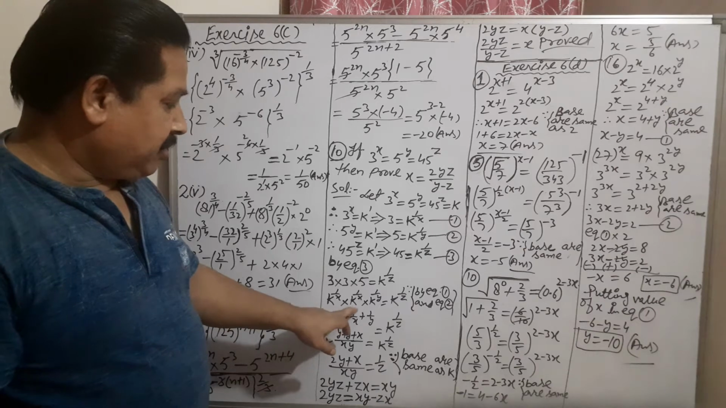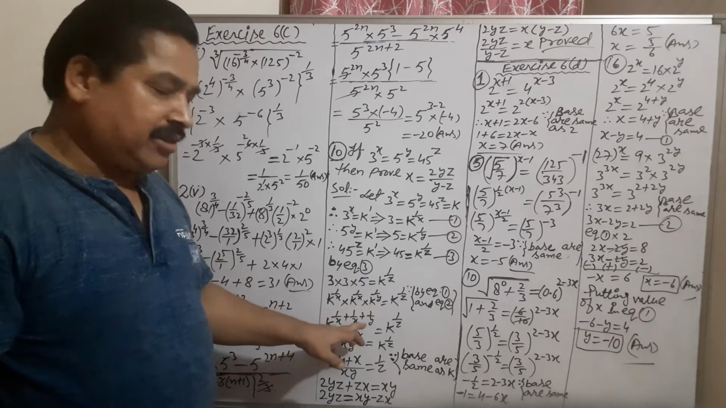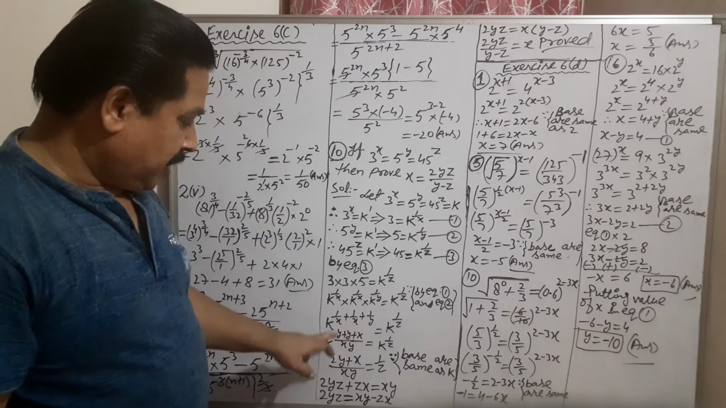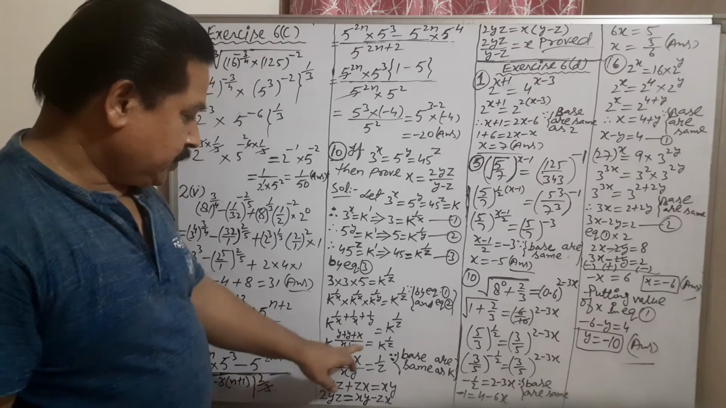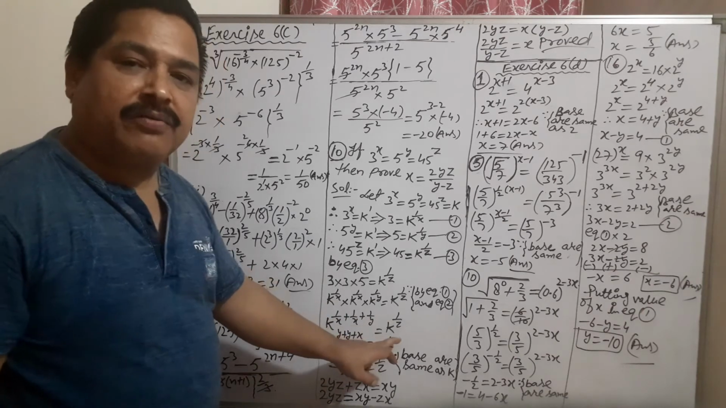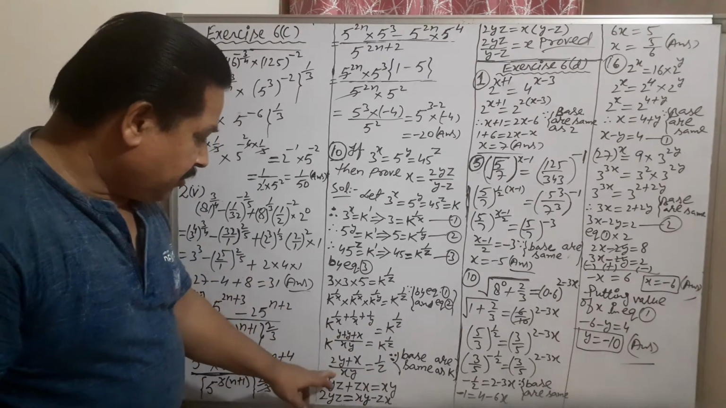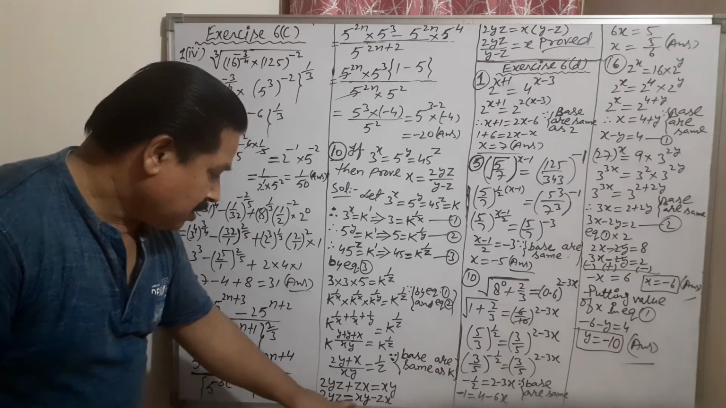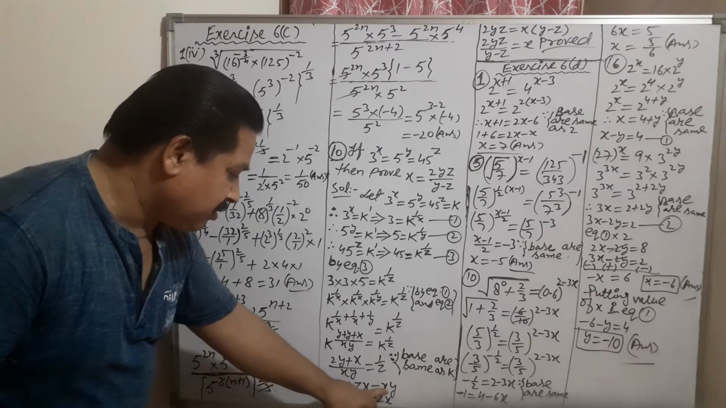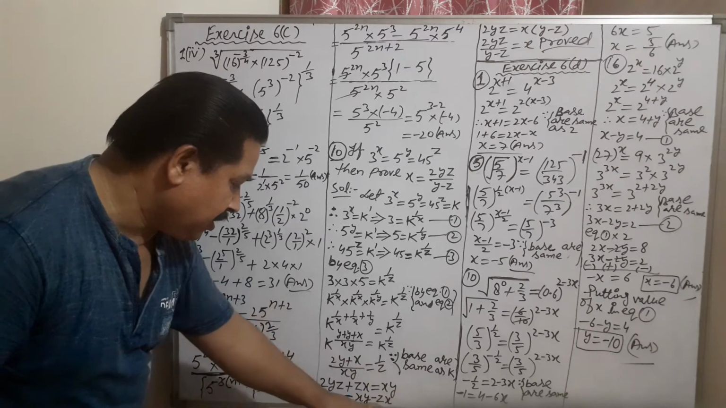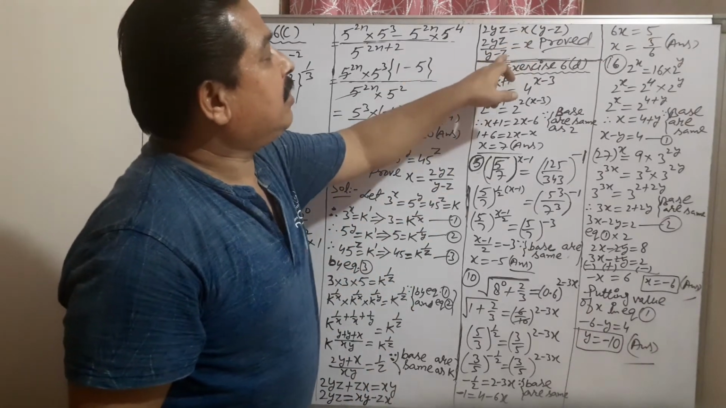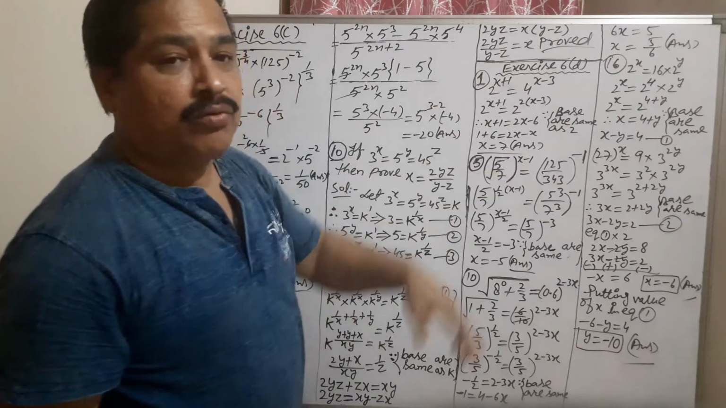See the base. Bases are the same, k base. When bases are the same, according to the rule, the powers will be added. Take the LCM, and that side is k to the power 1 upon z. After the LCM solution, by cross multiplication, take that side, take x common, and this part will come down, and x is equal to this thing. Proved.